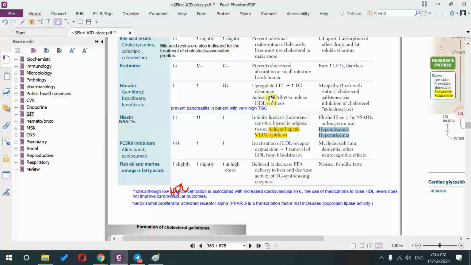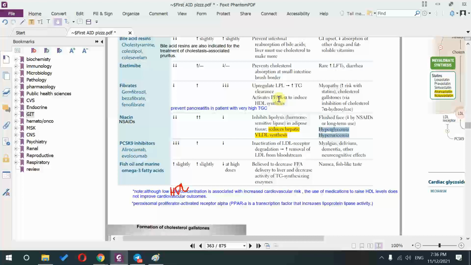The PPAR alpha, you must know which drug affects it. It's the fibrate, and when it's activated, that leads to making more HDL. And when you have more HDL, that leads to fewer problems in your body, because you can deal with the cholesterol much better. It gets brought from the periphery to the liver.